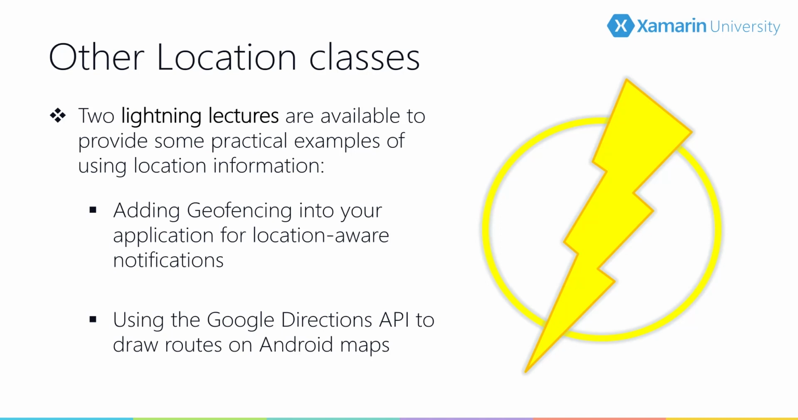Now before we end, let me tell you about two really cool lightning lectures we have available, which are related to this class. First, there's a lecture on adding geofencing to your applications. This is where you're notified when you enter into a specific area or leave a specific area. Apps can use geofencing to support location-based notifications. The second lecture shows how to use the Google Directions REST API to retrieve a route between 2 points and then draw it onto a Google map using the Shapes API. That lecture also has an example of how to mock out location providers. These lectures are available directly on the Xamarin University site, and they include sample code for you to explore.